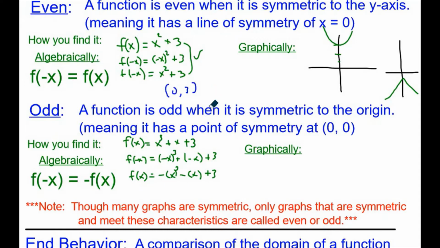So in order for this to be odd, you would have to lose that 3, and now you can see that every term changed signs. And so what does that look like in a graph? And this is what really matters.